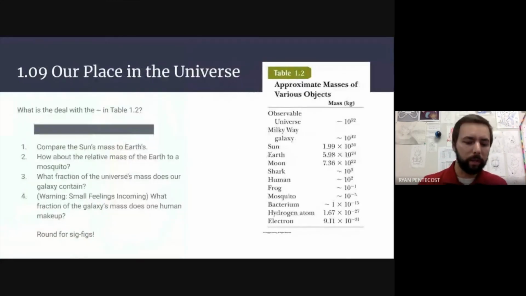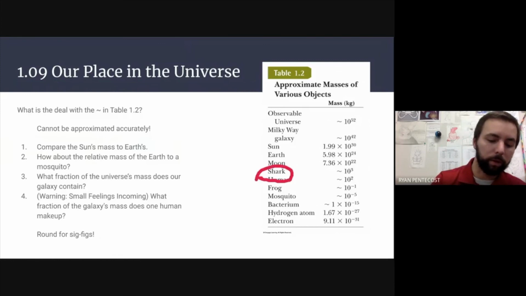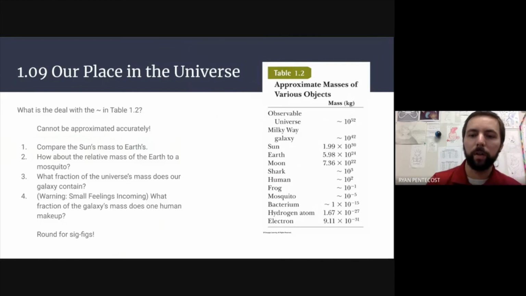All right, so our place in the universe. Here we have approximate masses of various objects. So first, what is the deal with the squiggle in table 1.2? Well, those cannot be approximated accurately. So some of those are just vague. For example, shark. That's kind of hard to just say, oh, a shark is this size. There are a lot of different kinds of sharks. Just like there are a bunch of different kinds of humans and frogs.